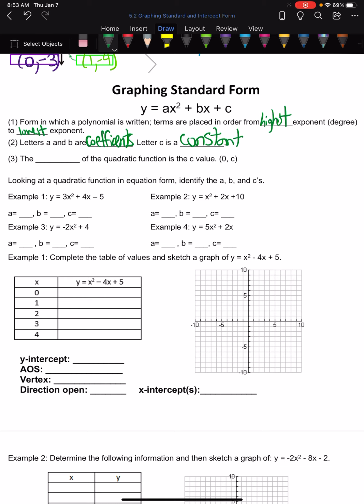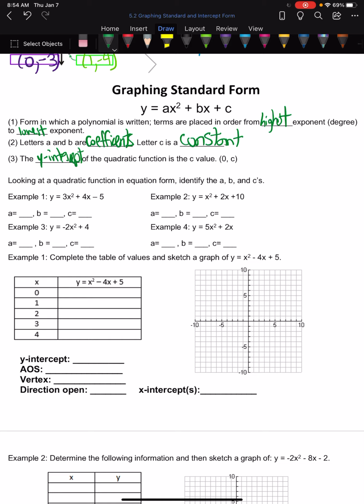Then we have this statement that says the y-intercept of the quadratic function is the c value, and it gives us 0, c. Remember, if your x value is 0, that means the y-intercept of the quadratic function is the c value. So that's where our quadratic function is going to intercept the y-axis.